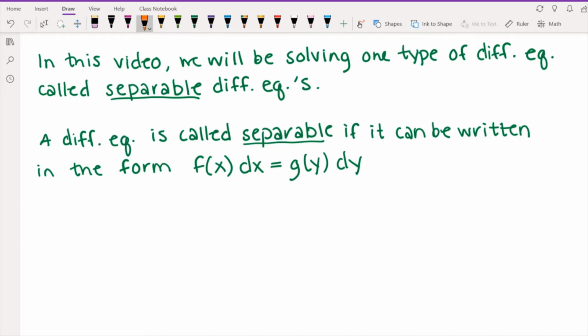But the main thing I want you to notice about what I just wrote here is that f of x just means a function of x. So that means that anything that has an x in it is on the left-hand side. And g of y would be a function of y. So anything that has a y in it would be on the right-hand side.